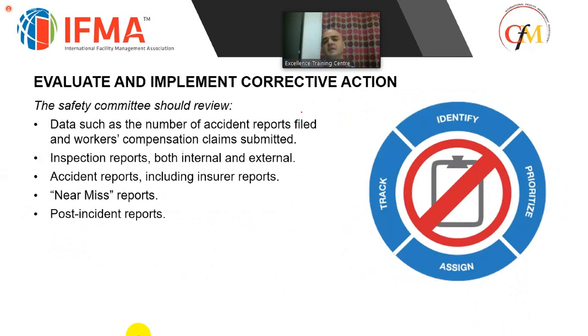A safety committee can be reviewing data such as the number of accident reports filed and workers' compensation claims submitted, inspection reports, both internal and external. Some people hire a third party to come and inspect the safety of a certain facility. Accident reports, including insurer reports and near miss reports, are very important.